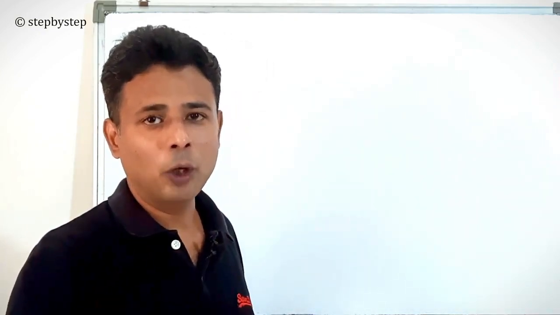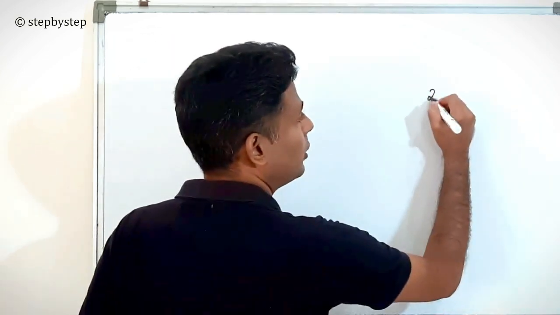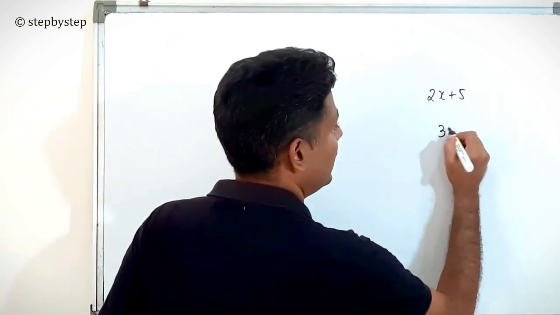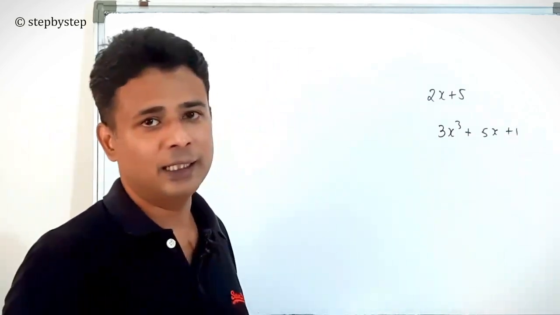10th standard. Now, I'm sure all of you remember from last year what polynomials are. Anything that has a variable is a polynomial. For example, 2x plus 5. Is it a polynomial? Yes. 3x cube plus 5x plus 1. Is it a polynomial? Yes.